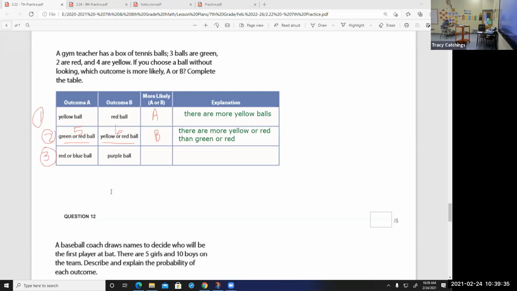All right, the next one said red or blue. And then outcome B got purple. Which one is more likely? Why you say A? Good job. There are no purple balls.